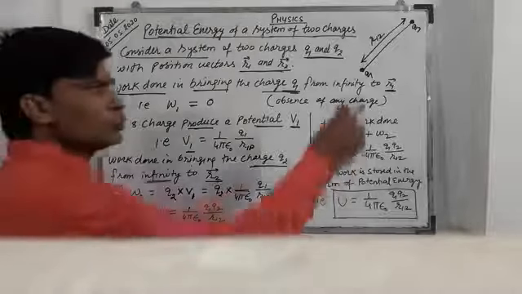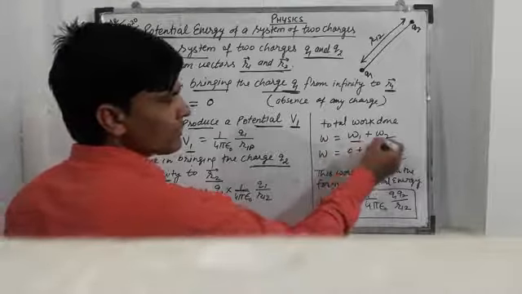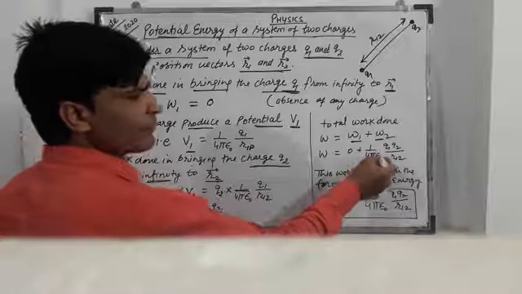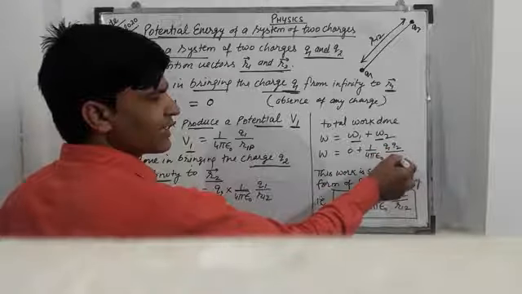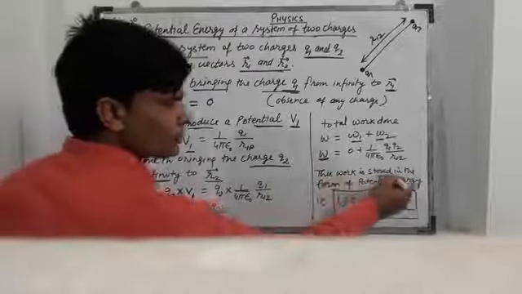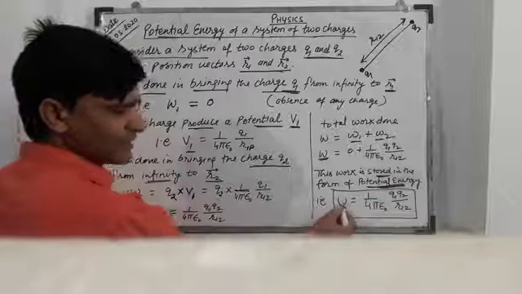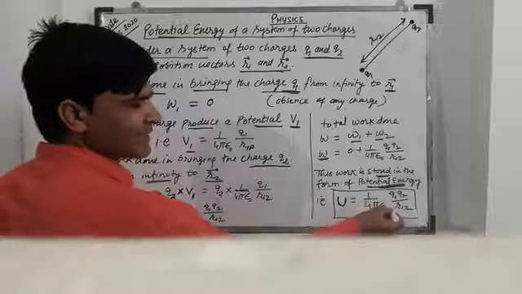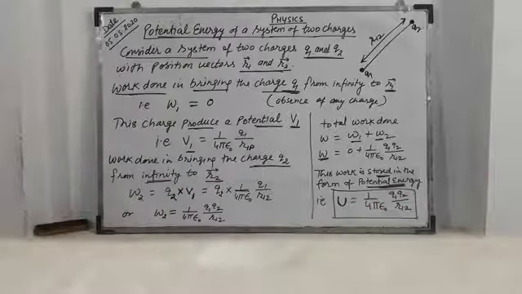Total work done to assemble this system is W equal to W1 plus W2. So W is equal to 0 plus 1 upon 4 pi epsilon naught Q1 Q2 upon R12. This work is stored in the form of potential energy, that is U equal to 1 upon 4 pi epsilon naught Q1 Q2 upon R12.